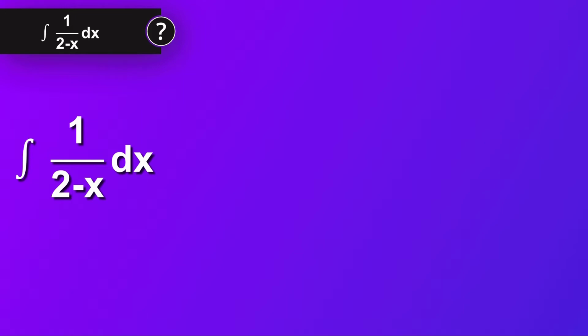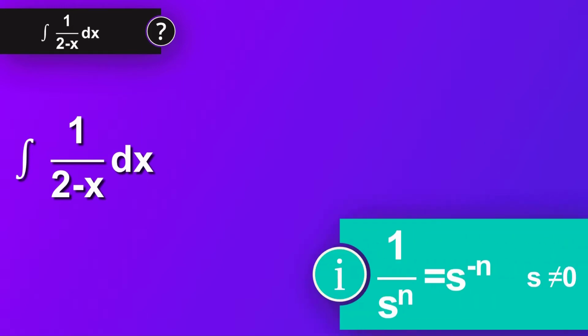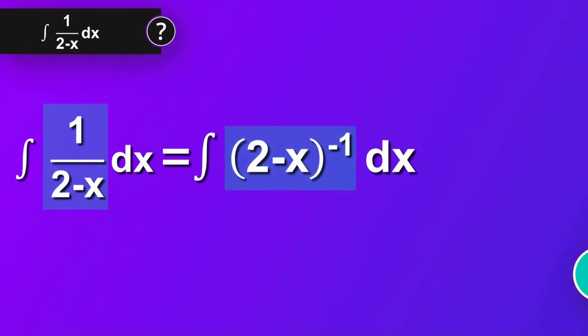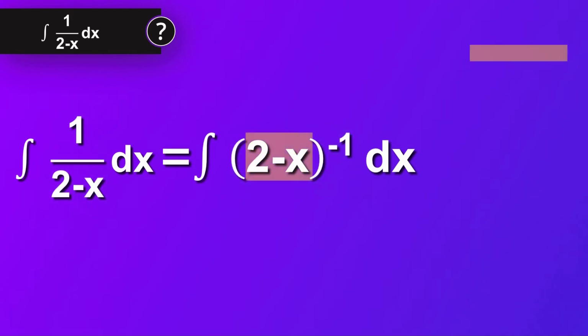integrals. But first, let's rewrite our equation knowing that 1 divided by s equals s raised to minus 1. In our case, s is 2 minus x, and we've got the integral of 2 minus x raised to minus 1 by dx. Now we try to substitute the expression 2 minus x.